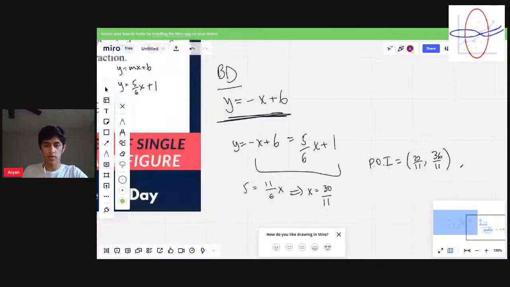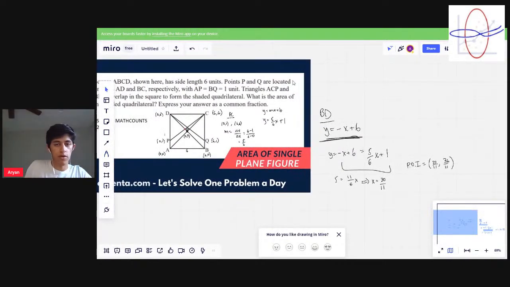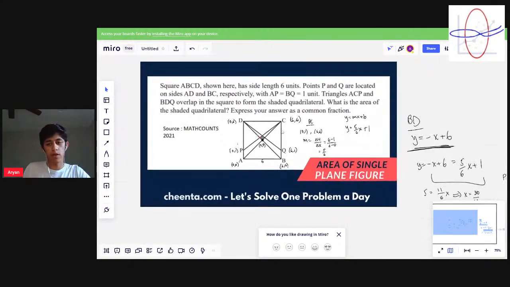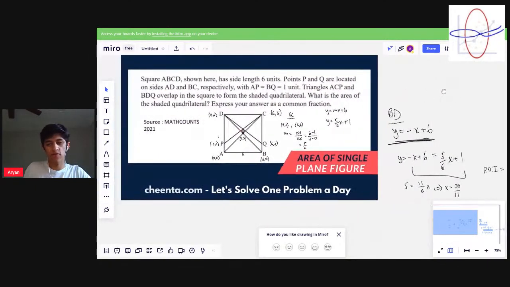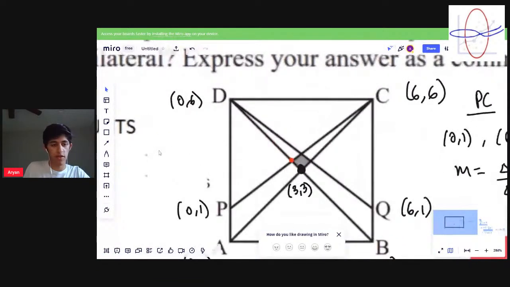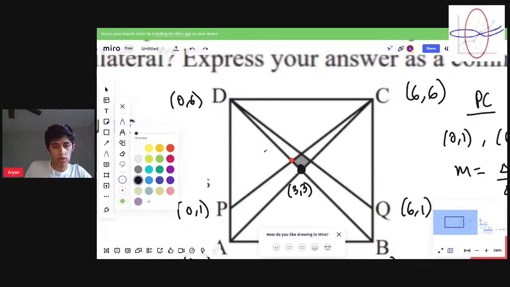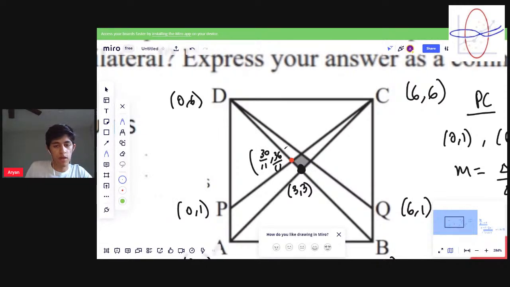Okay, so now let's take this information and update our diagram. So just 30/11 and 36/11. Yeah, so this is (30/11, 36/11).